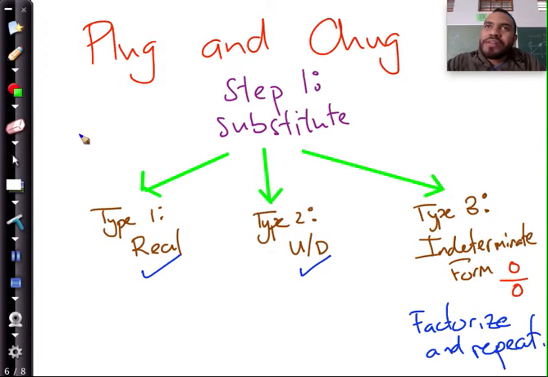Looking at the plug and chug method. This plug and chug method works with functions where we have nice continuity. Are we good? Okay. And you know what nice continuity was? It's either the function is properly continuous or it just has a dot. In other words, you can fill it easily.